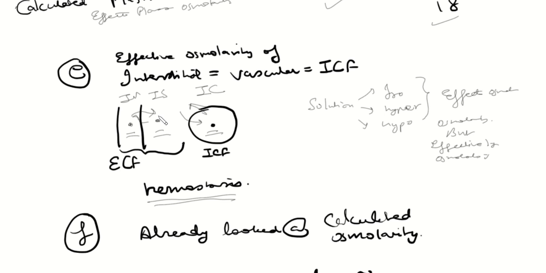Now, the actual particles inside and outside the cell are different. So in other words, you may have more sodium outside the cell and less sodium inside. You may have more potassium inside the cell and less potassium outside the cell. Yes, that's there. Not a problem. However, the sum total of all the particles in and out of these fluid compartments is going to contribute to the effective osmolarity. And the effective osmolarity of these three compartments is the same.